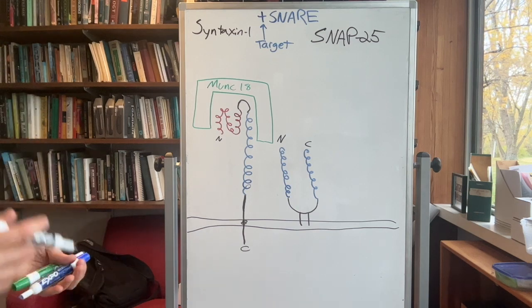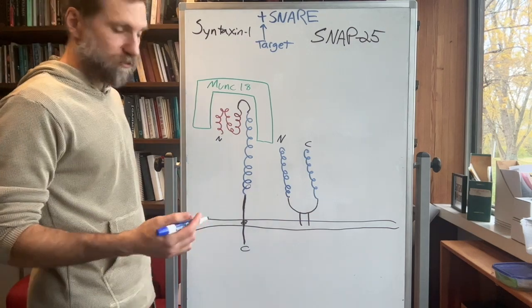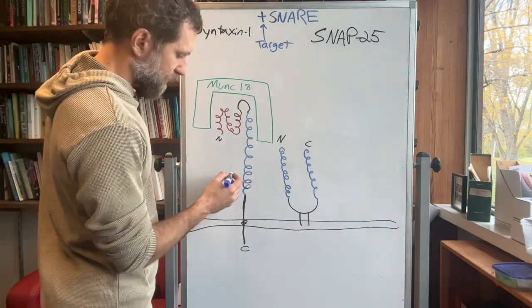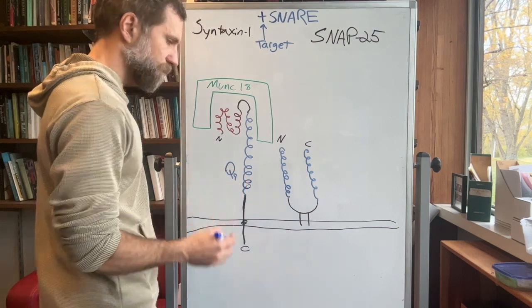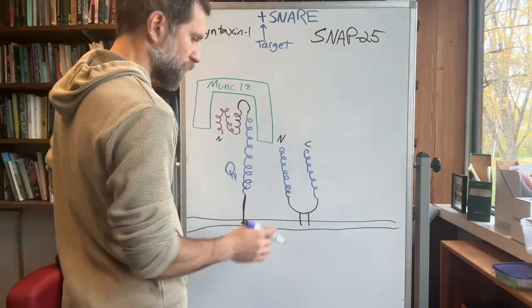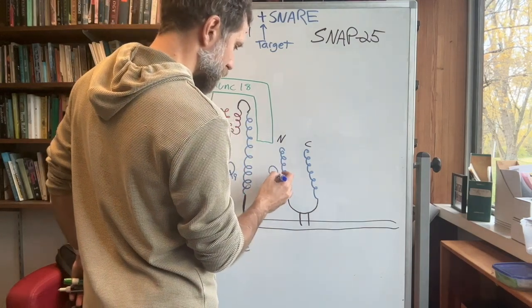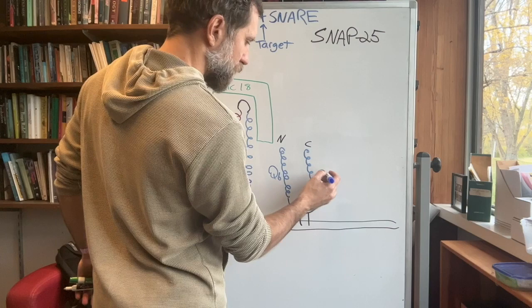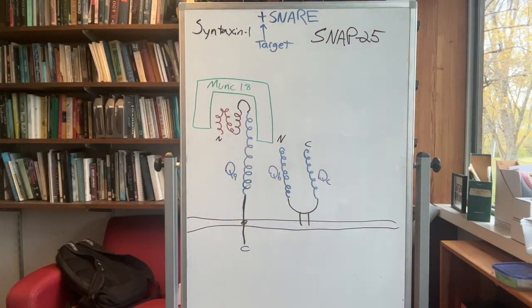And before I talked about the specific names for the motifs, and here we have our first three. Syntaxin 1 is our QA motif, and then the N-terminal portion of SNAP25 is QB, and then QC, our third one, the C-terminal end of our SNAP25 protein.